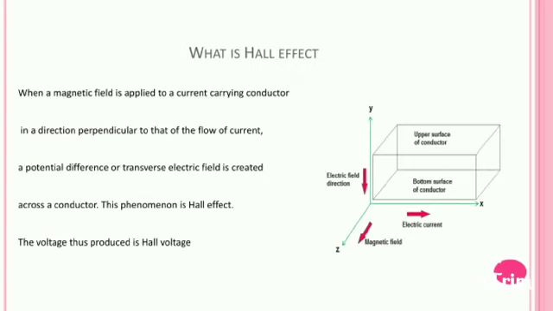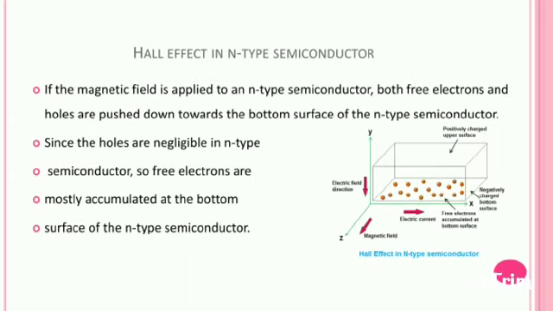What is the Hall effect? When a magnetic field is applied to a current carrying conductor in a direction perpendicular to that of the flow of current, a potential difference or transverse electric field is created across the conductor, which is shown in the figure. This phenomenon is the Hall effect, and the voltage produced is the Hall voltage.